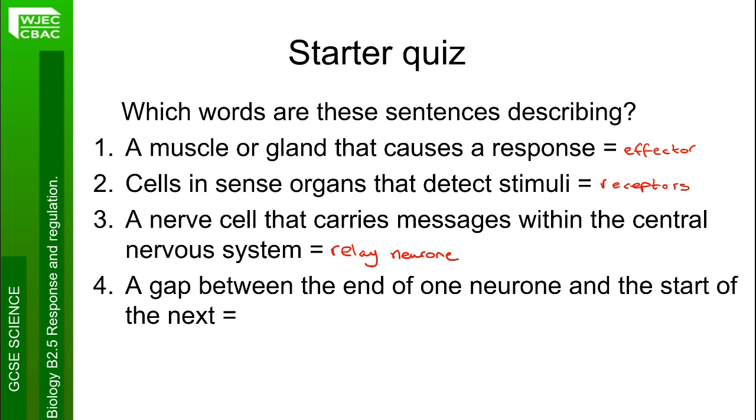And then number 4, a gap between the end of one neuron and the start of the next is referred to as a synapse. If you remember back to last lesson, we said that across the synapse, the electrical impulse can't be transferred. So instead, a chemical is released from the end of one nerve cell and that passes across the synapse and starts the impulse in the next one.